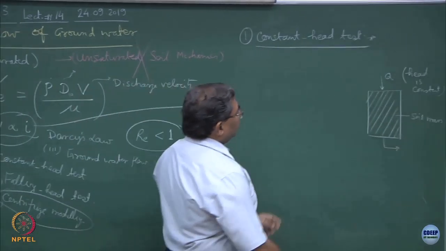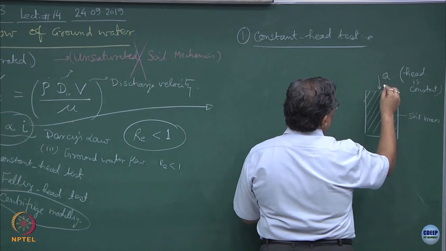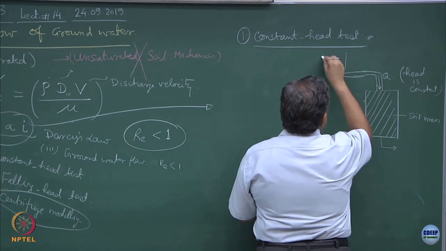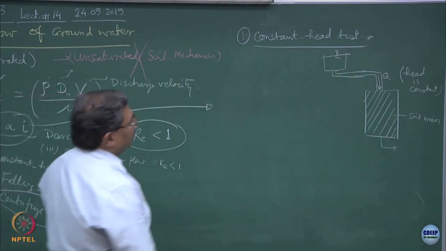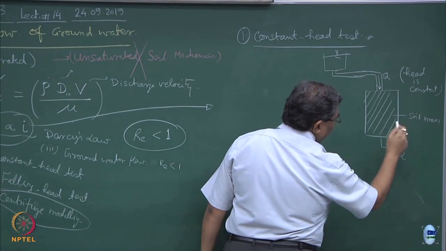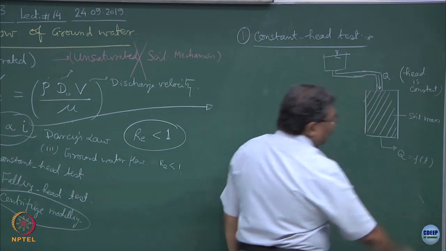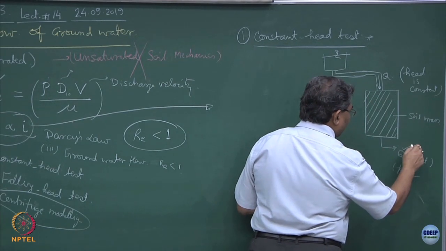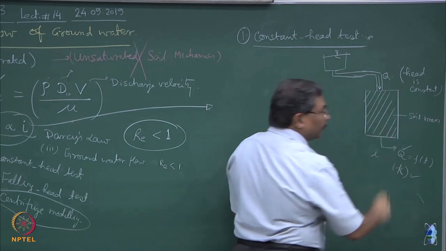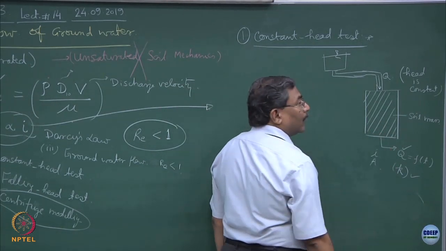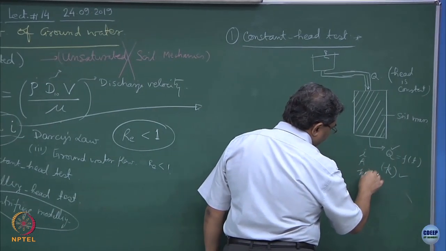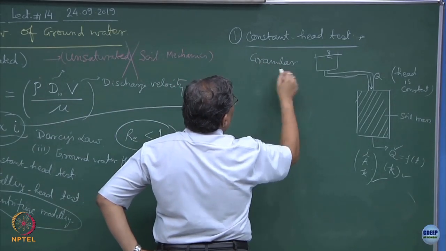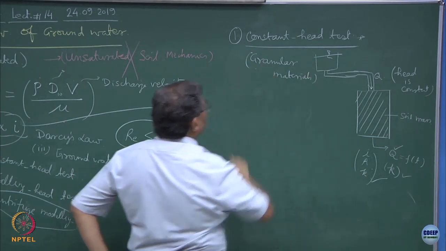Fine. So what we do normally is we connect it to a reservoir. This reservoir will supply the constant pressure head at this point, and the discharge takes place here, and we measure this over a period of time. And then from here we can compute the K value. If you measure Q, the hydraulic gradient can be obtained, the area of cross section is known, velocity can be obtained or K can be obtained directly. It is a simple test used normally for granular materials, because of their high permeability.